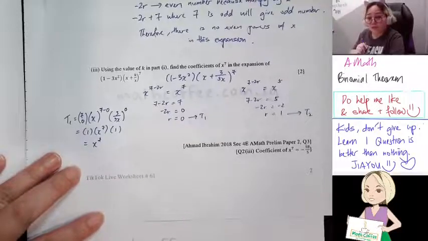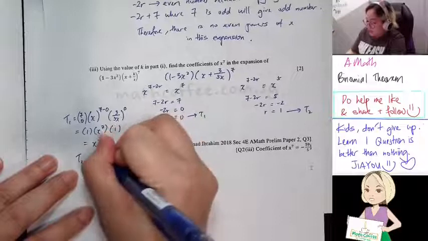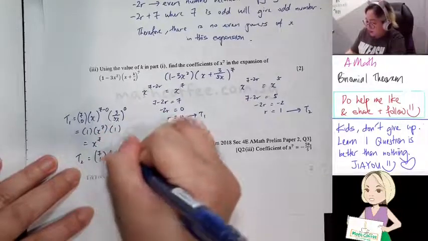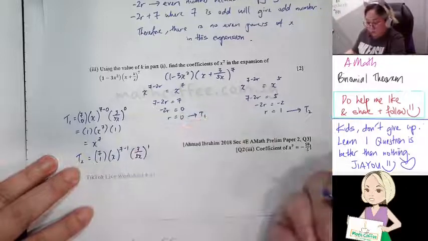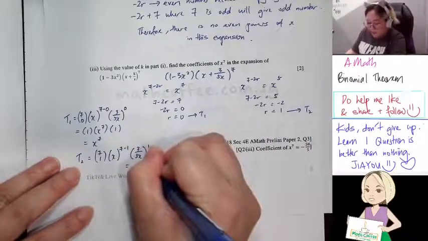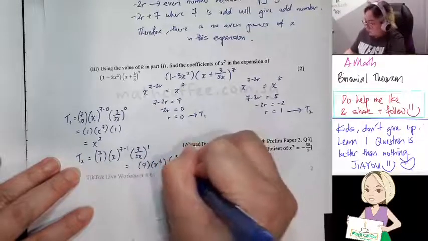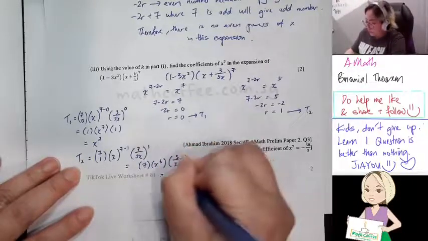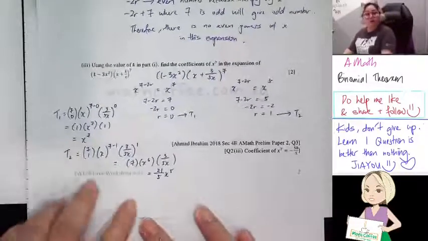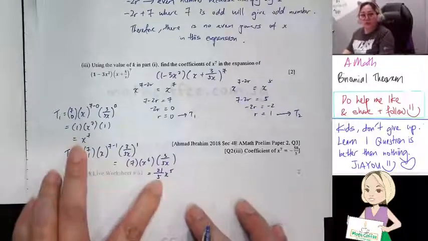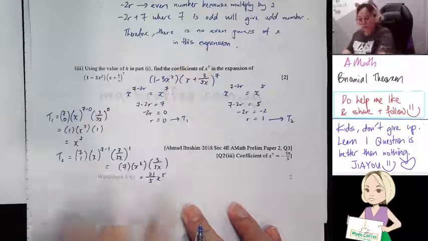Now let's find my term 2. Term 2 is 7C1 x^(7-1) times 3/5 x to the power of 1. In the end, I get 7x^6 and 3/5 x. Eventually, I get 21/5 x^5. So we found the two terms that we are interested in. Now we can do our so-called rainbow to find the coefficient of x^7.